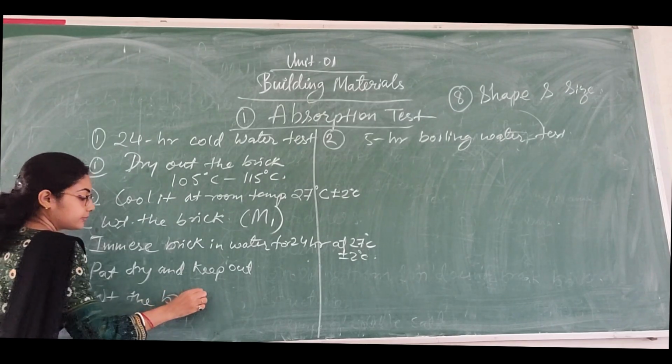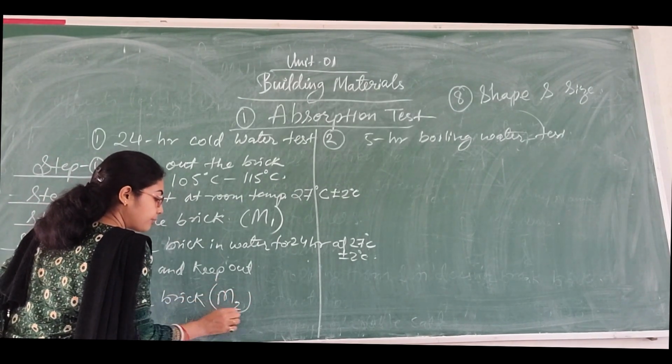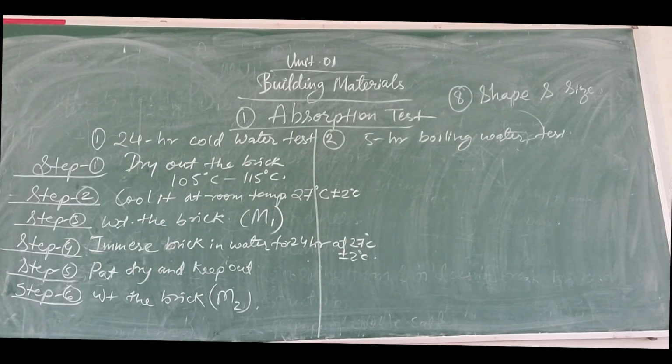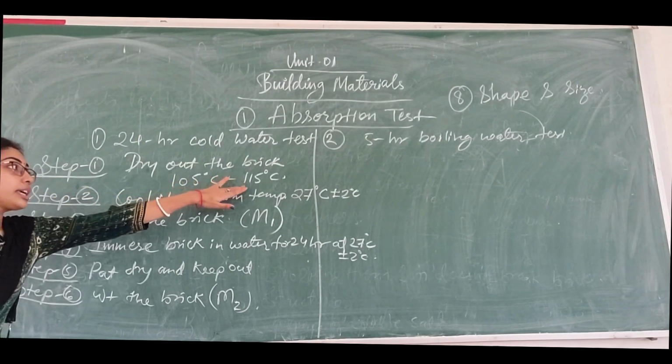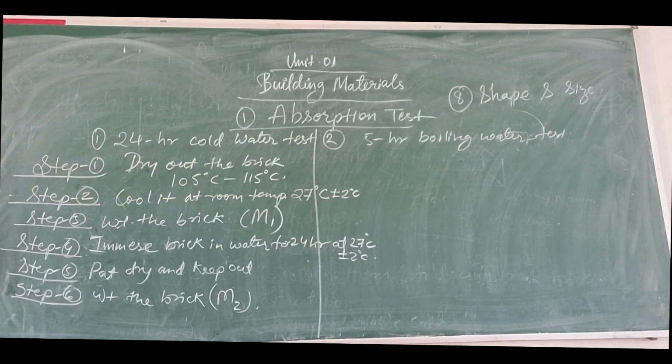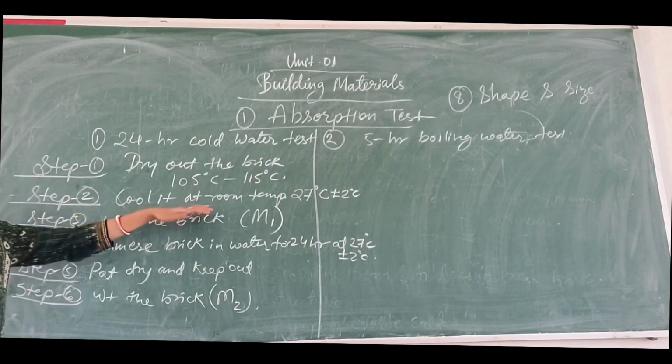Weigh the brick, take it as M2. Now, what is the step? First, you need to dry it out at 105 to 115 degrees. Remember this, you can't change this. These values can't be changed. Next is step 2, that is, cool it at room temperature.